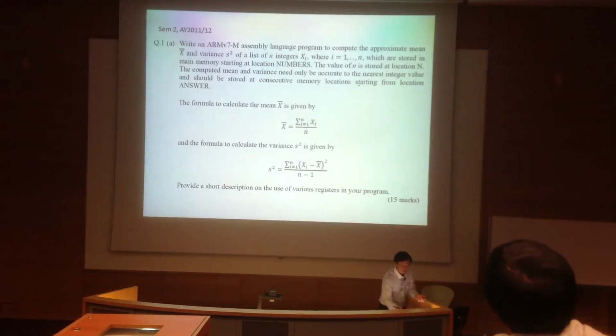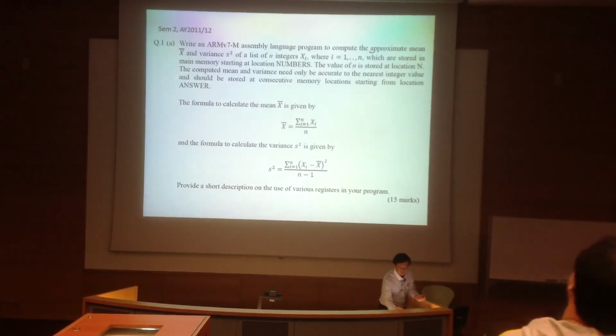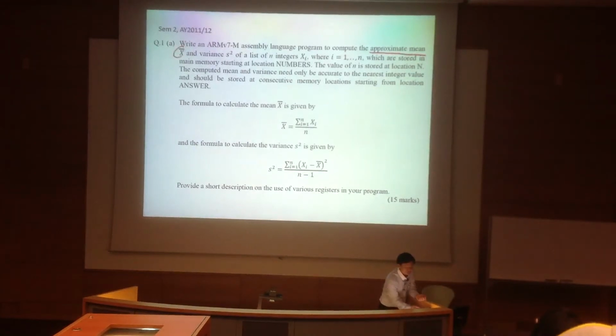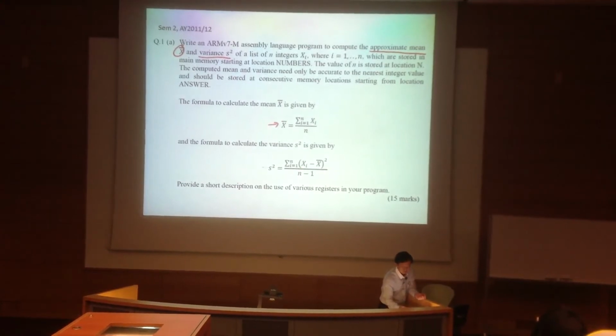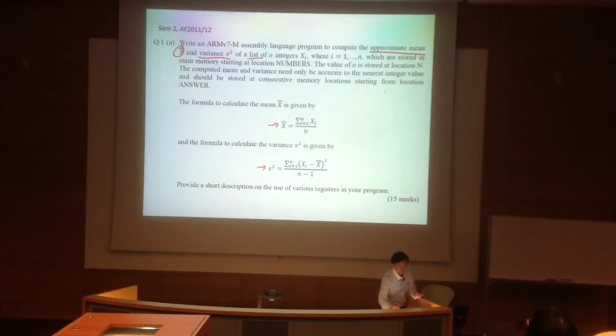So you're going to compute the approximate mean x bar and variance s squared. So the formula is given to you, of a list of numbers. If you try to draw pictures, right? So in memory, you have a list of numbers Xi, where i goes 1 to n, and they are stored in memory starting in location numbers. So, draw some boxes.